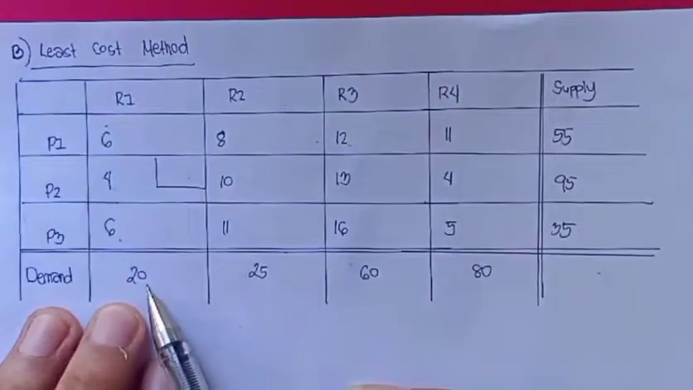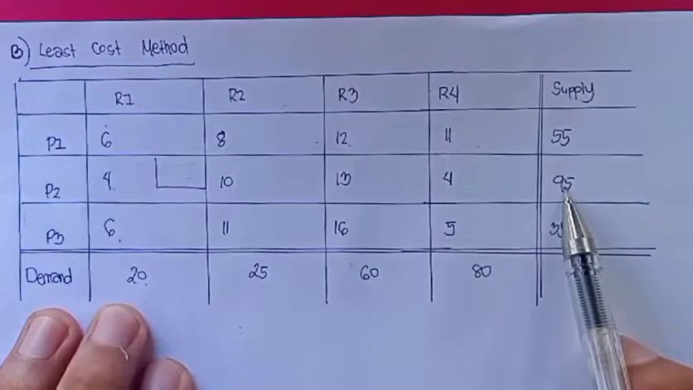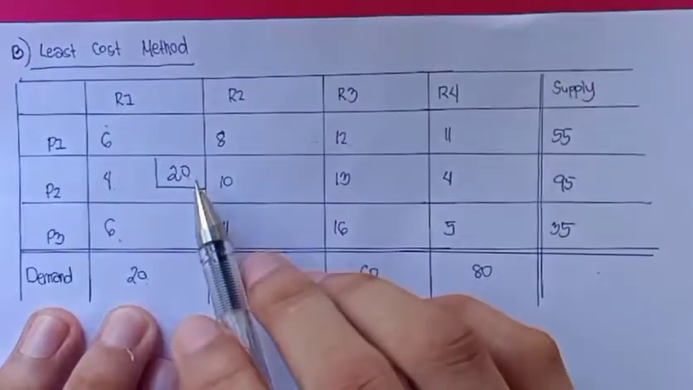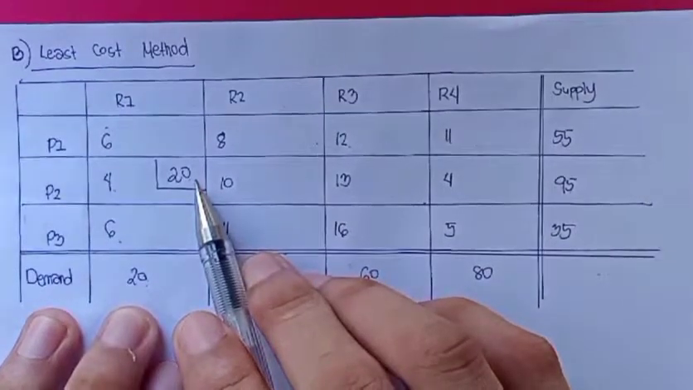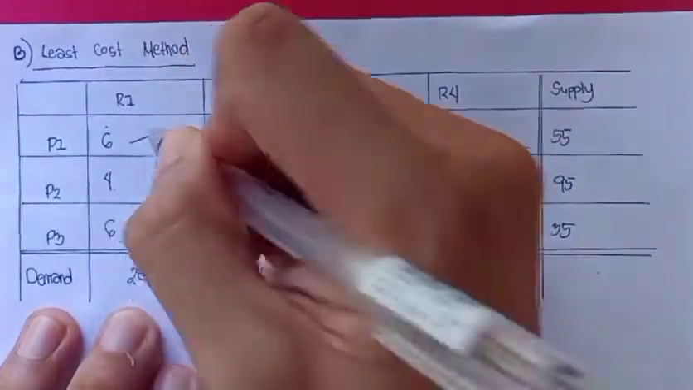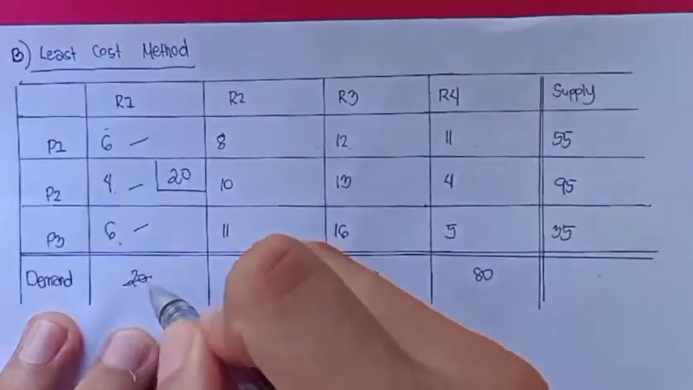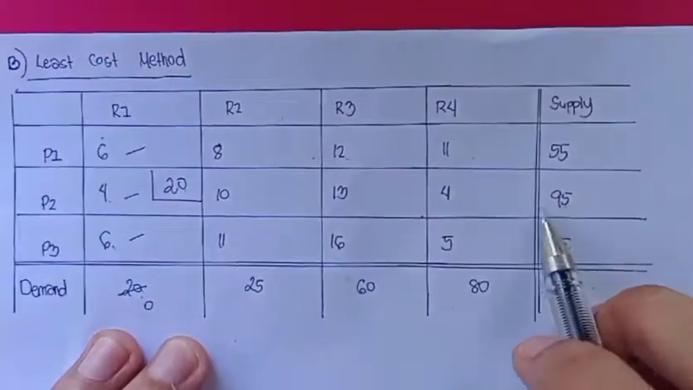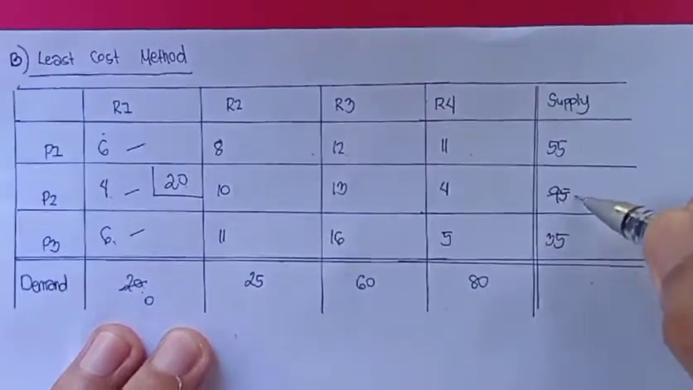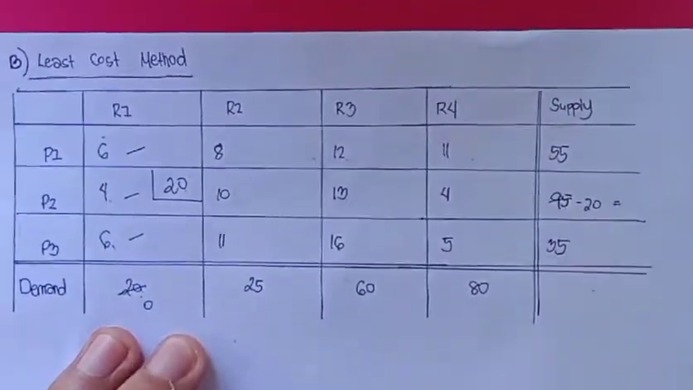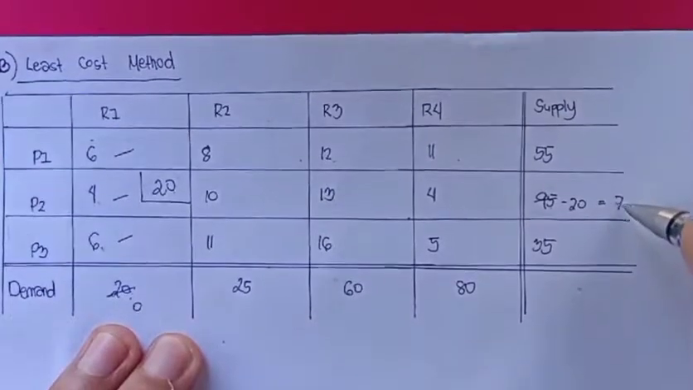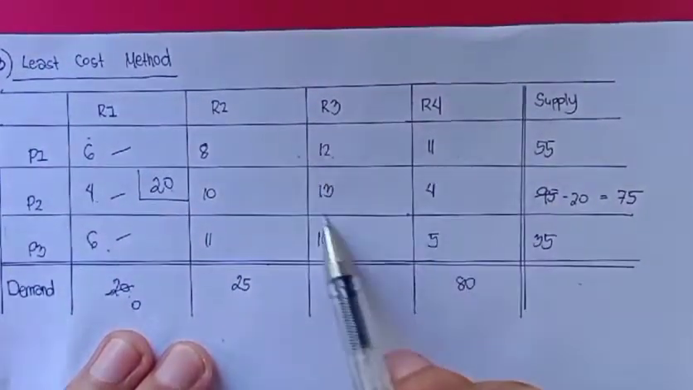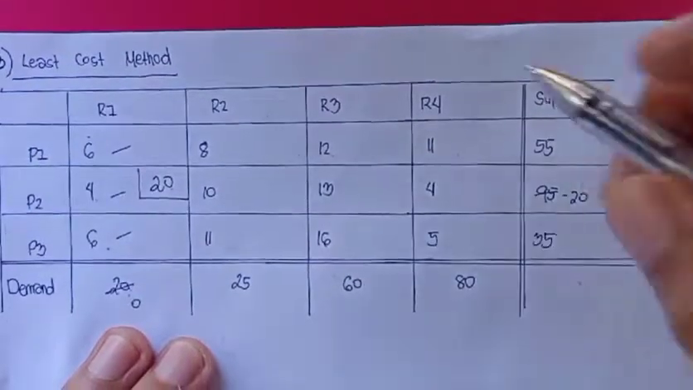In this cell, the demand is 20 and the supply is 95. So the minimum is 20. So we will allocate 20 here in P2R1. So this column is satisfied. So it is cancelled. And we will deduct 20 in the supply in the row 2. So the remaining supply is 75. Next, the minimum transportation cost here is 4.